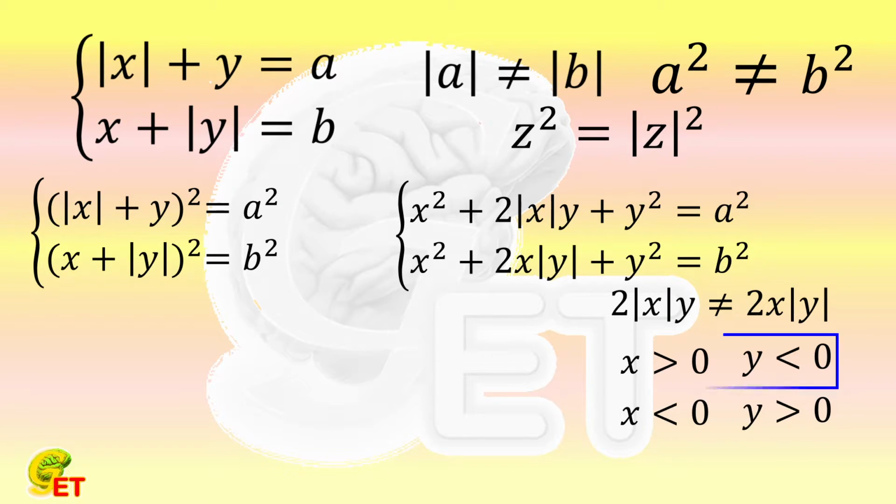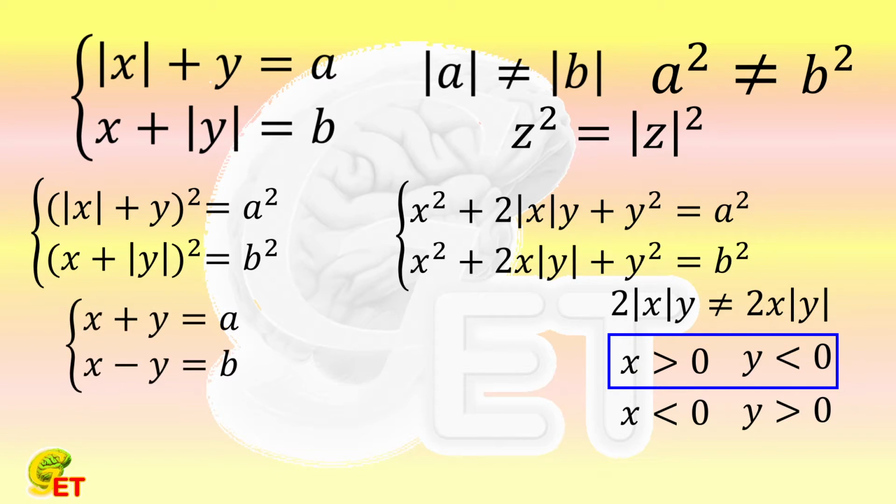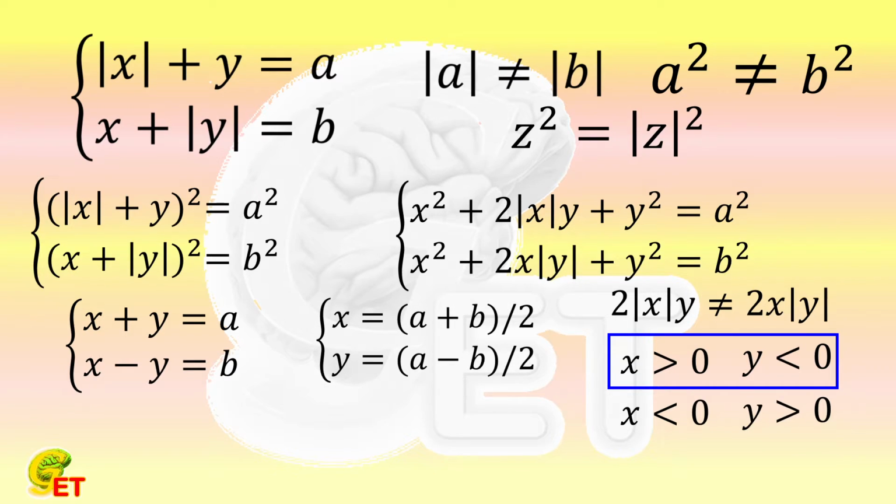We bring the first case into the original equations. The absolute value of x is equal to x, and the absolute value of y is equal to minus y. The equations are also very easy to solve. X equals half a plus b, and y equals half a minus b.